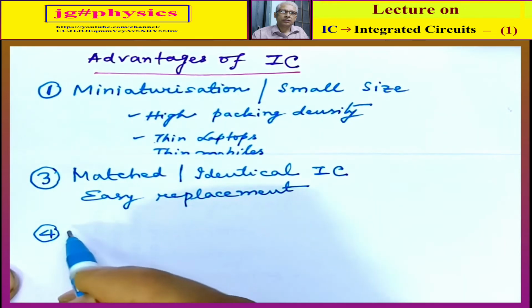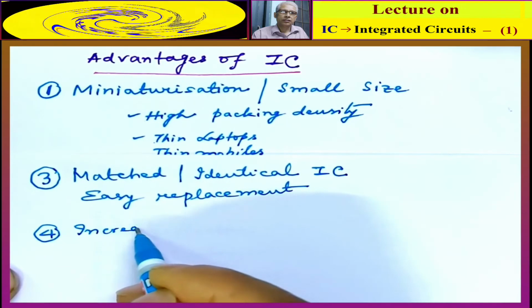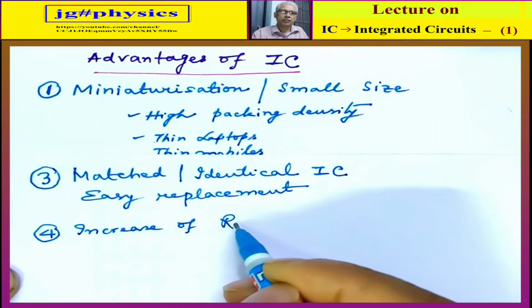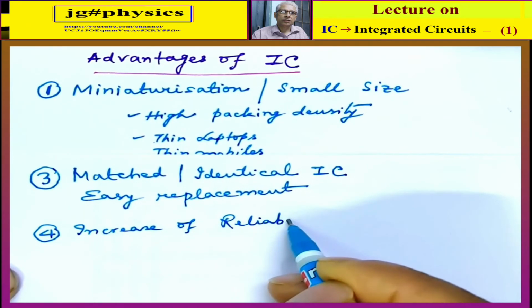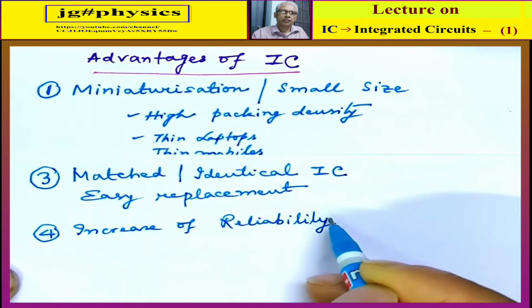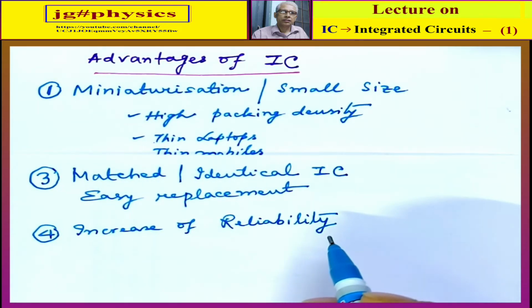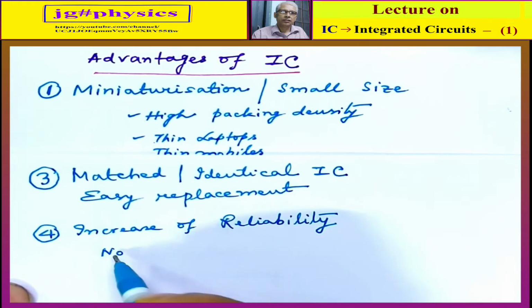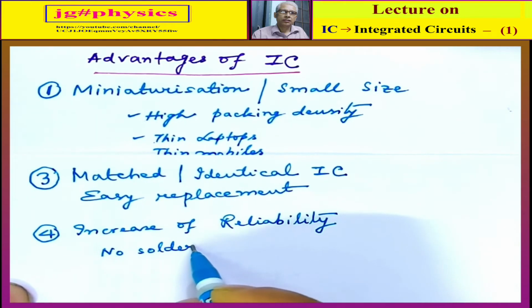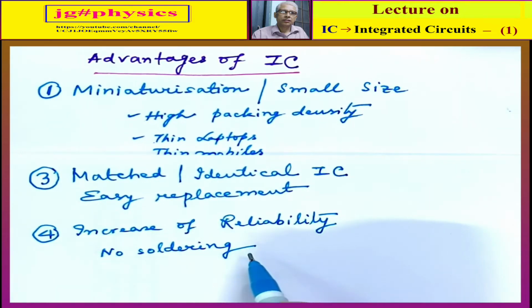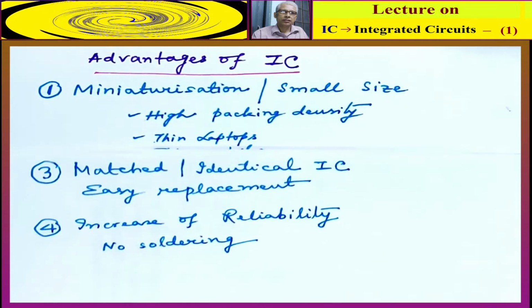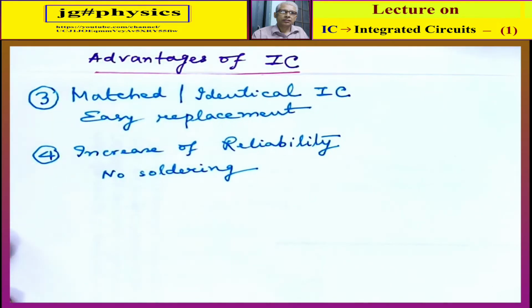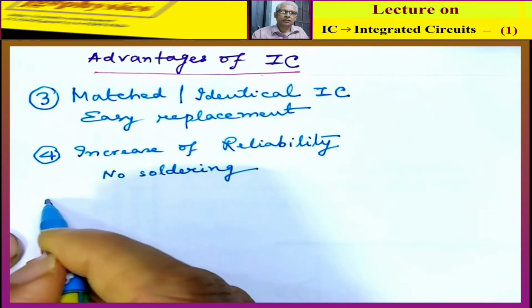The fourth advantage is increase of reliability. In manual fabrication of an electrical circuit, we solder and join components. Thereby, there is possibility of loose contact, and so reliability diminishes. But in integrated circuit, there is no soldering, that is, soldered joints are eliminated, and naturally reliability enhances, that is, increases. Next, increased operating speed.